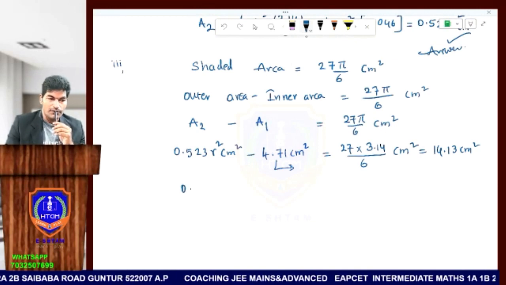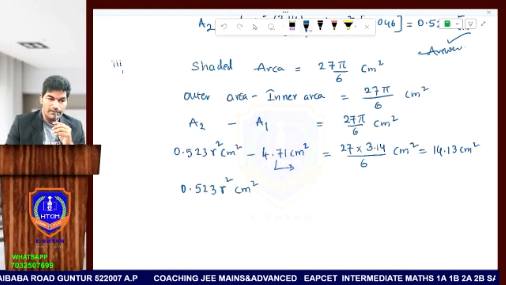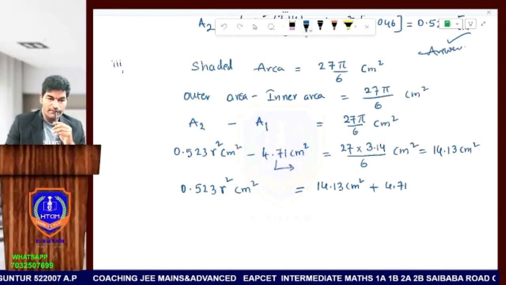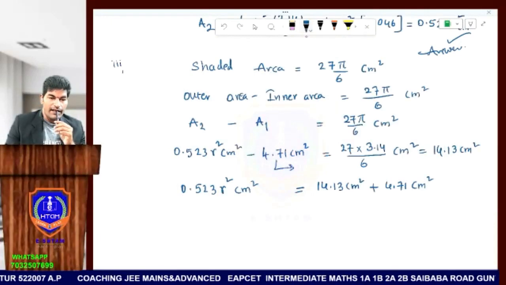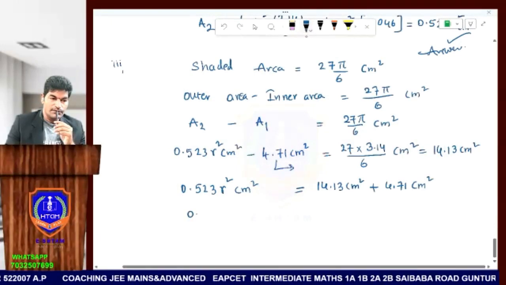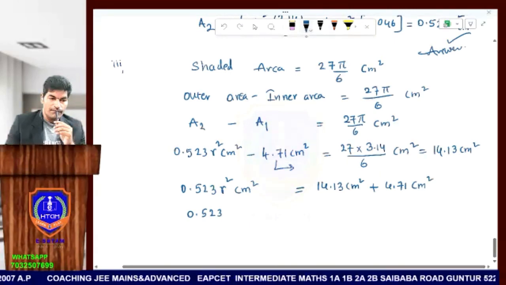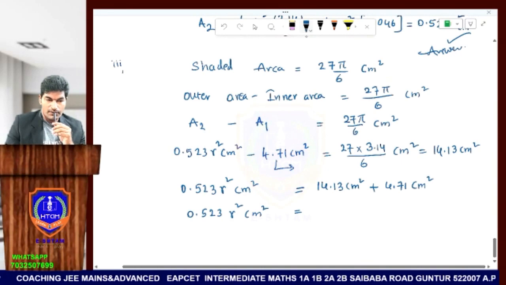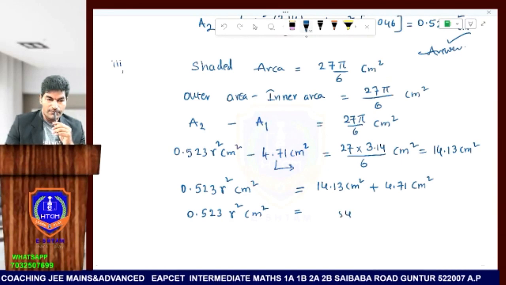Now move this negative 4.71 centimeter square to the right hand side, then it will become a positive value. So 0.523 r square centimeter square is equal to 14.13 centimeter square plus 4.71 centimeter square. Just add these two values. So 0.523 r square centimeter square is equal to how much? This will be 18 point, can I show that? How did I do it?